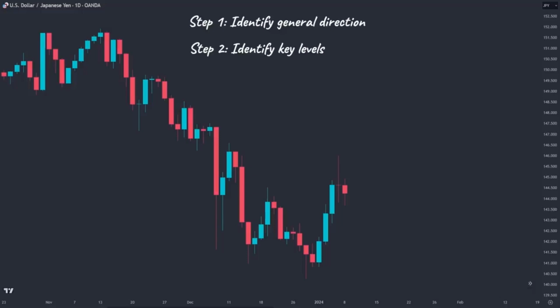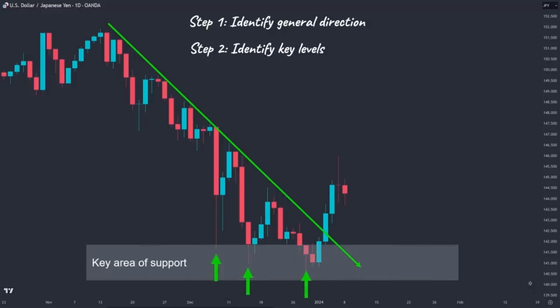So, here on the daily time frame, what do we have in terms of price action? The market was in a long-term downtrend until it broke the trend line to the upside after rejecting this key area of support 3 times. We also have a change of character that shows the buyers have taken control and the price might start a counter trend. We can also witness that the price has recently rejected this area of resistance.